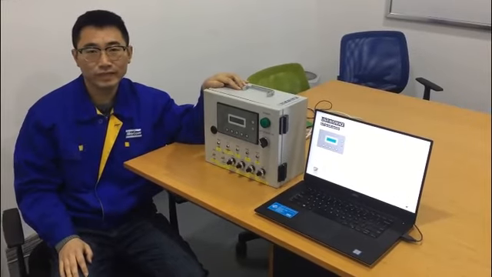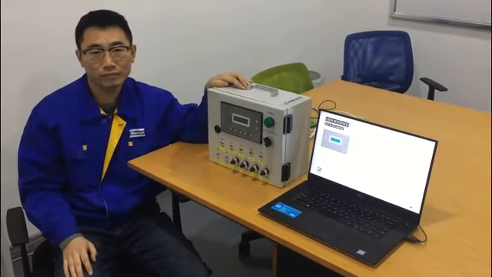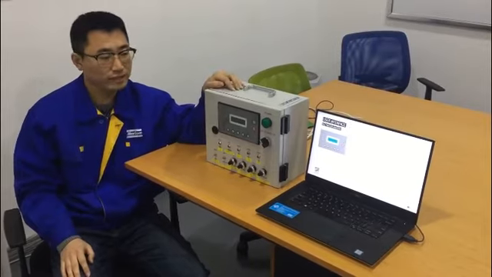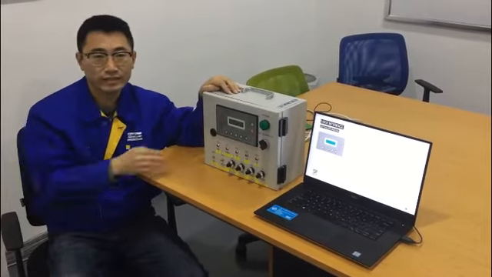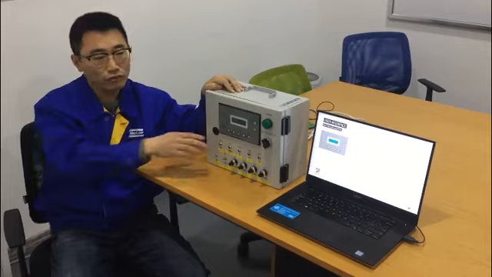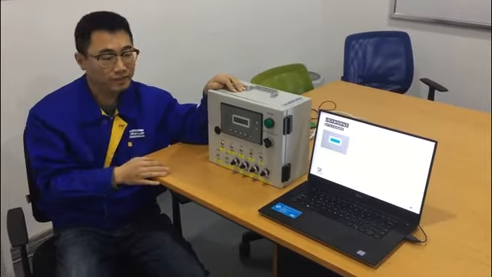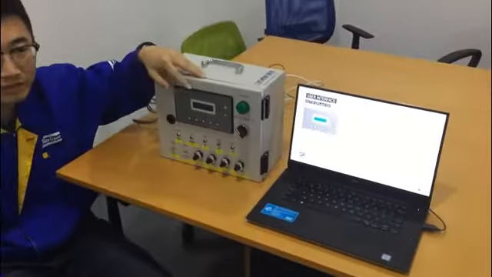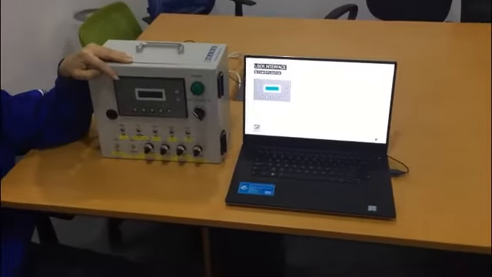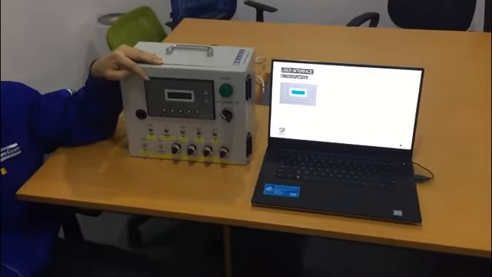Today I would like to take some minutes to introduce our compressor controller, its interface and display and options, and how to set up parameters. Okay, let's start. This controller is very popular and widely used in the China market.